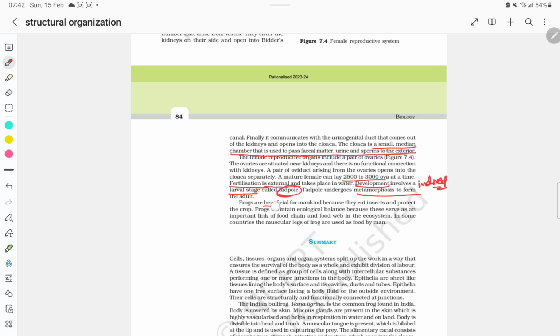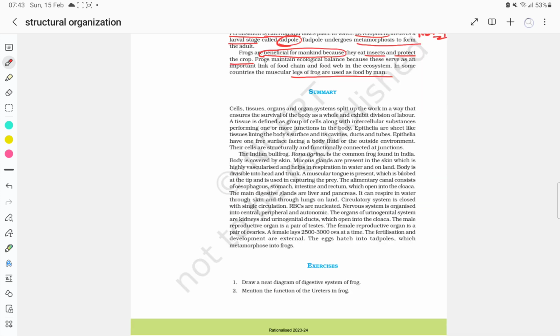Frogs are beneficial for mankind. Why? Because they eat insects and protect the crop. In the ecosystem, they are very, very important in maintaining ecological balance. Also, in some countries, the muscular legs of frogs are used as food by man. Let's summarize: frogs are beneficial because they eat insects and maintain the ecosystem's food chain.